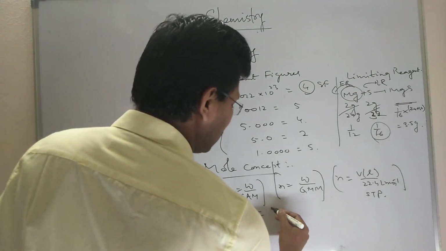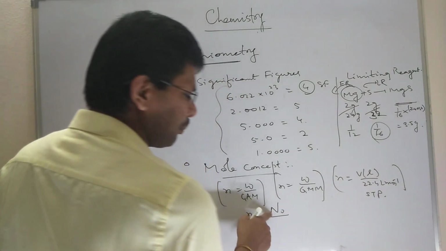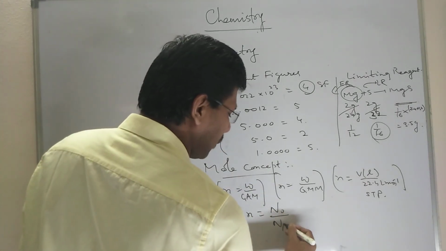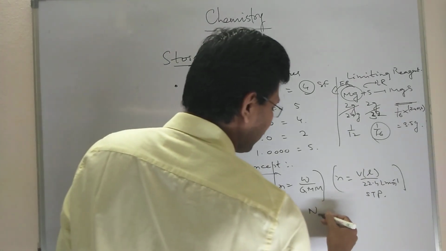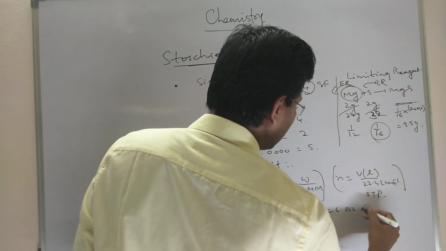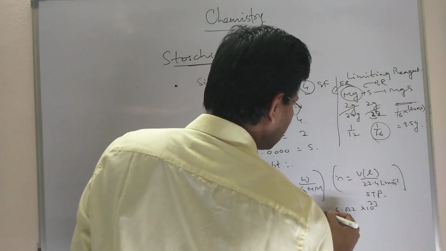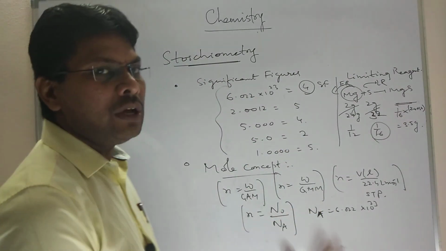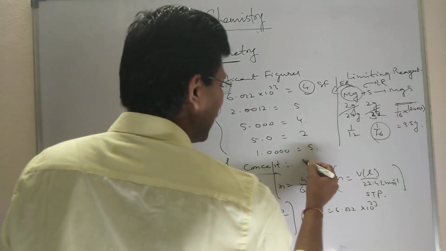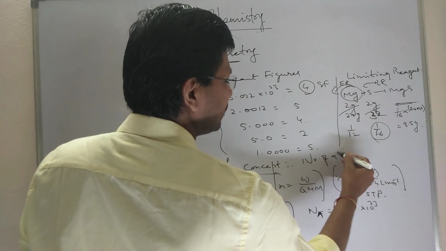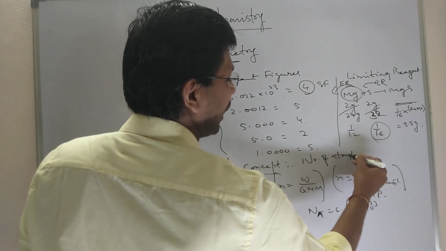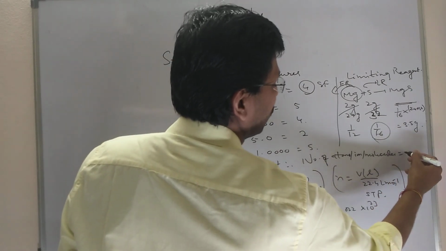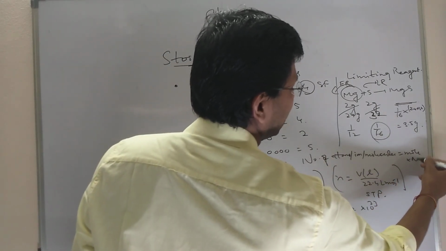Number of mole is equal to total particles upon Avogadro number. These particles can be atoms, ions, molecules, or anything. Avogadro number you have to remember, that is 6.022 into 10 to the power 23. With this you will be able to solve the question based on mole. Suppose they are asking number of particles, so number of atoms, ions, molecules, you have to simply write mole into Avogadro number.